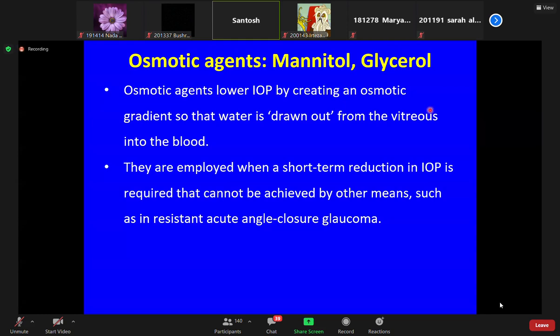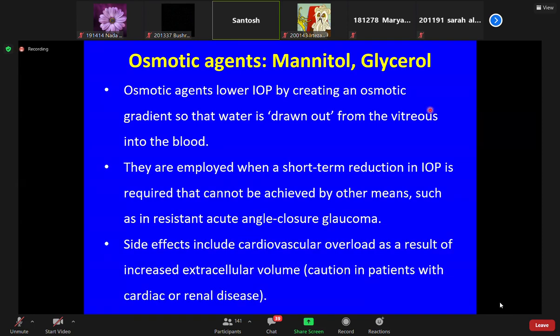They are employed when a short-term reduction in intraocular pressure is required that cannot be achieved by other means, such as in resistant acute angle closure glaucoma. So this is used even if the acetazolamide doesn't work, then probably you'll go to these because they have other side effects: it will increase the intravascular volume, which will increase the cardiovascular workload. So you have to be cautious in patients with cardiac problems or renal diseases.